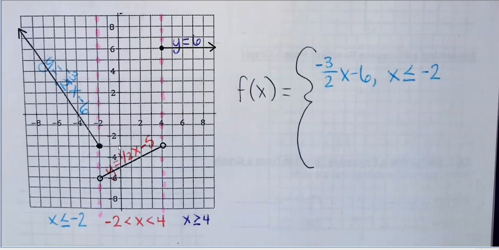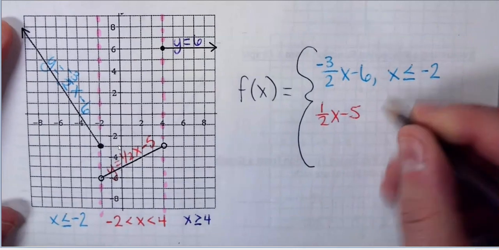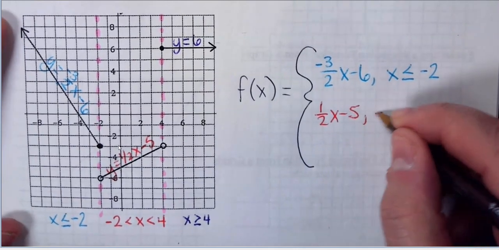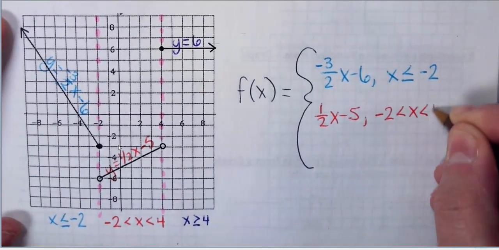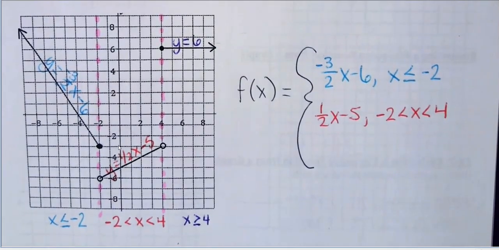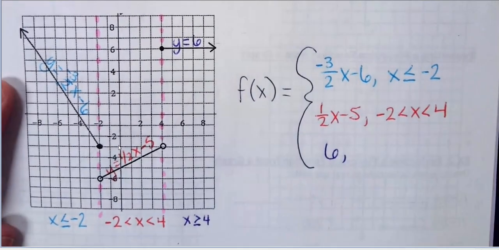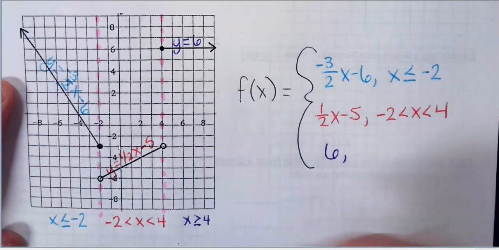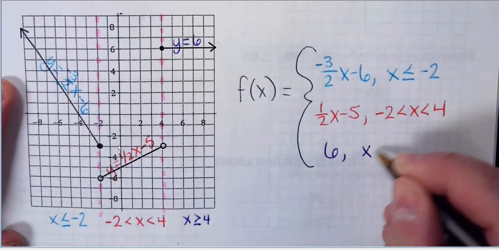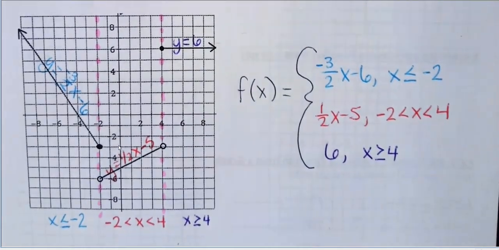The middle piece is 1/2 x minus 5. And that guy is between negative 2 and 4. Those are both just plain: x is greater than negative 2 but less than 4. So between those two open circles on both ends. And then a horizontal line, you're just going to see that appear as the y coordinate, which is just 6. And that's going to the right forever, starting at x equals 4. So for all the x values greater than or equal to 4, we're just using that horizontal line at 6.